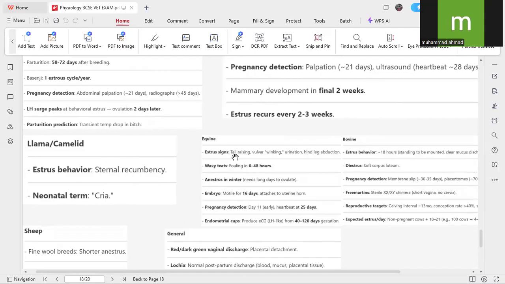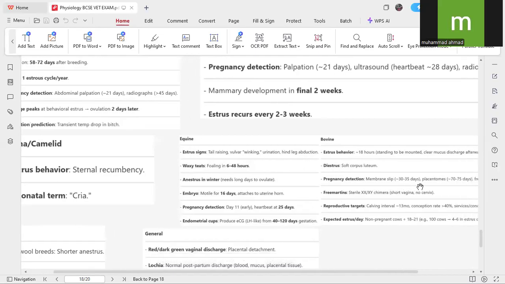Equine. Signs of estrus are teasing, vulvar winking, urination, vulvar swelling, hind leg abduction, and moving the legs apart. Mares are in estrus for 6 to 8 days. Anestrus occurs in winter; they need long days to ovulate. The embryo is motile for 16 days, then attaches to the uterine horn. Pregnancy detection: day 11 early, and heartbeat at 25 days. Endometrial cups produce eCG from 40 to 120 days of gestation.